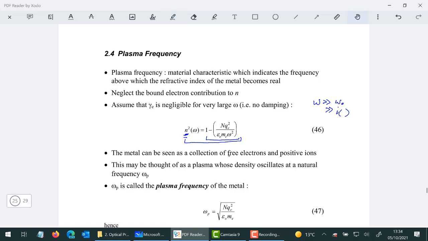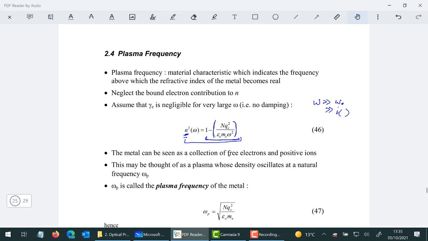So if this value in the brackets is bigger than 1, then the whole expression will be negative and the refractive index will be complex. If that expression in the brackets is less than 1, then we'll have a positive value for the refractive index.